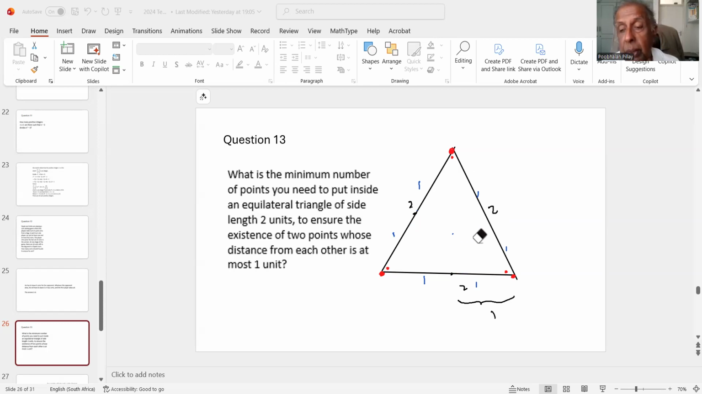These 3 together with the middle one. So it doesn't work. So 4 points doesn't work. We want to know what is the minimum number of points you need to put inside there. 4 points doesn't work. But what about 5? Okay, let's go back to this. And let's do what we did here before.